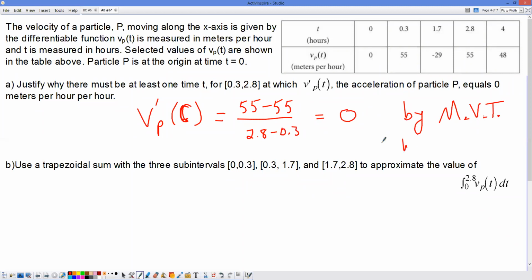Or you could say, by Rolle's theorem, which is just the specific case of the mean value theorem in which f of b and f of a are equal to each other. Everybody good there? Any questions on that?